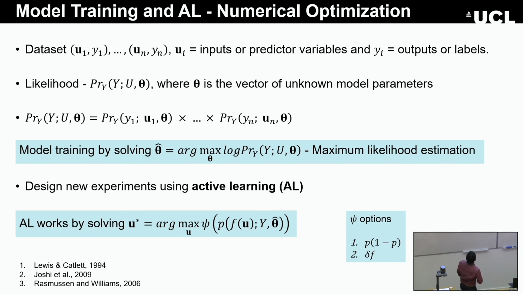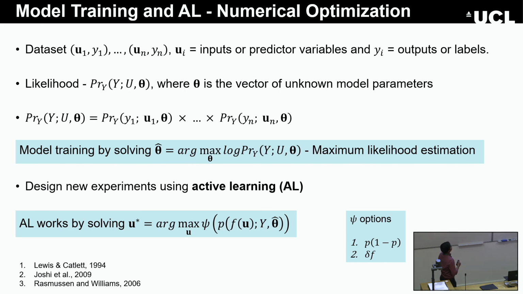Now the question is which experiment needs to be designed next, so that we can generate the most informative data to further train the model. For this we can use the active learning method, which is again another optimization, but here the decision variable is the input space. We are trying to maximize an objective psi of the posterior probability function of our model.